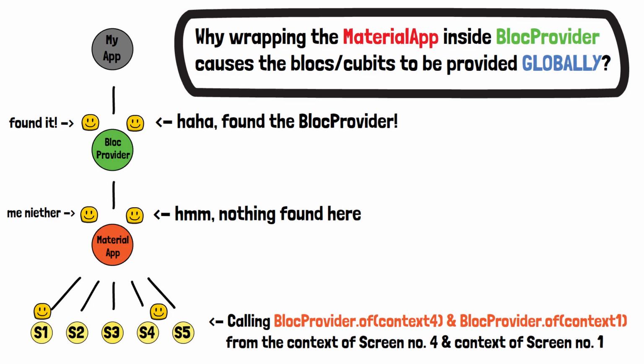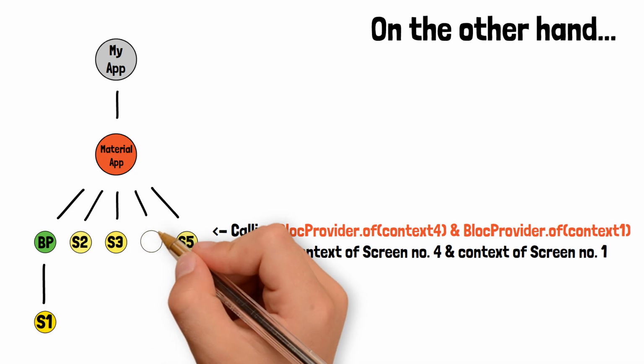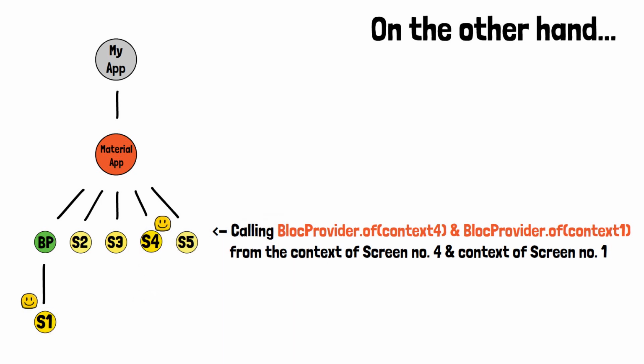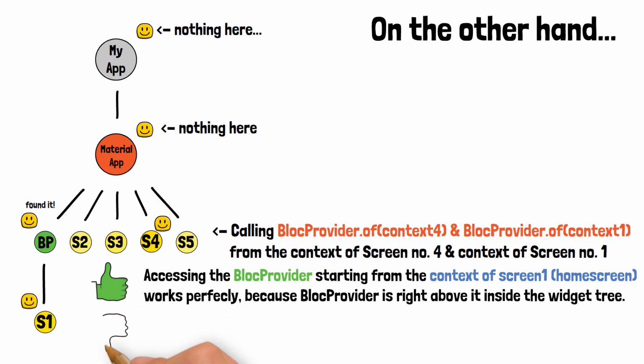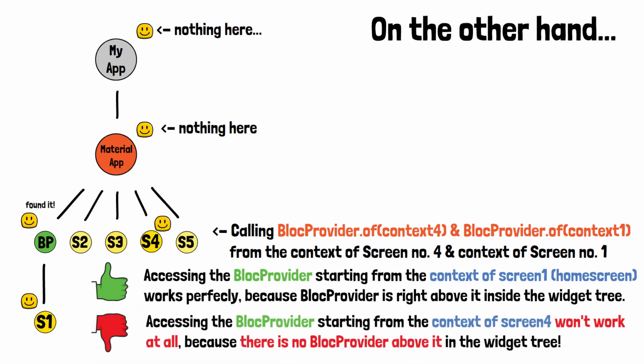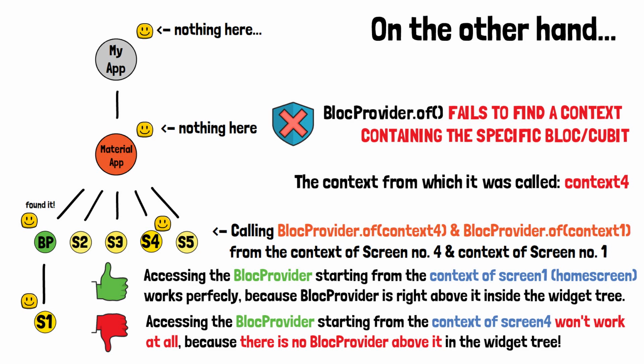That's also why if we wrap the home screen widget inside the bloc provider and then we push a new screen widget, which is going to be a child of the Material App, you won't be able to access the bloc or cubit instance provided from the home screen inside that new screen widget. Why? Because this is the nature of how build context works. Searching for a cubit or bloc instance starting from the context of the new screen widget will drive Flutter to the Material App, since that's the parent of the new screen. Then Flutter will go to my app root widget, and since it wasn't able to find any instance of the bloc or cubit down the road, it will throw the well-known error of BlocProvider.of() fails to find a context containing the specific bloc or cubit.